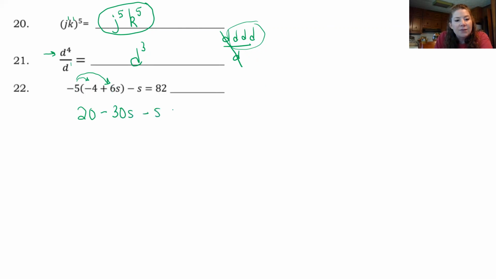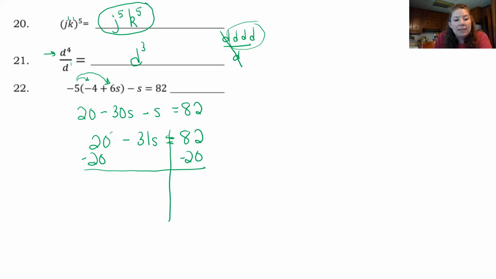Bring everything else over. We're going to combine like terms. So negative 30s combined with negative 1s, negative 30 minus 1 is negative 31s. All right, now we want s by itself. So we're going to get rid of positive 20. To get rid of positive 20, you subtract 20.